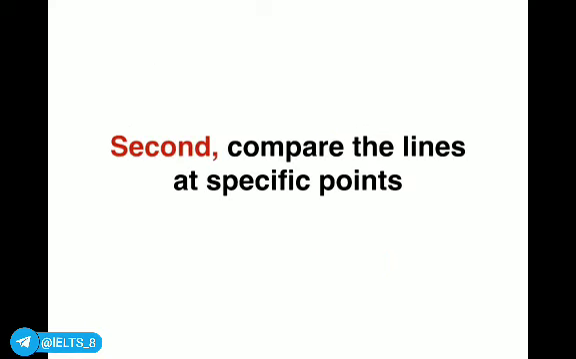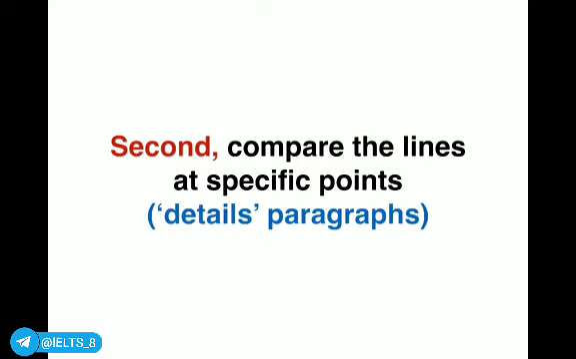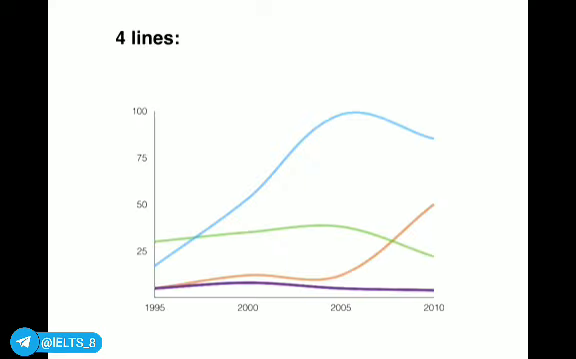Second, compare the lines at specific points. This is for your details paragraphs, paragraphs 3 and 4. Looking again at the graph for an example, with these 4 lines, there are many details that you could compare. I would start off at the beginning with the first year and compare the numbers there, but then there are many other choices and you have to select what you think are the main things.